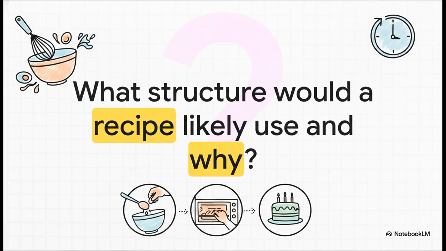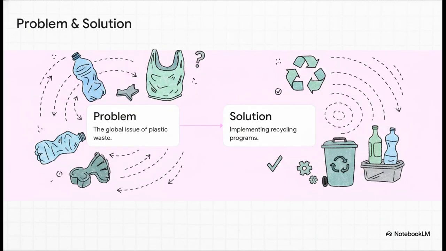If you said chronological order, you hit the nail right on the head. A recipe has to go in a strict order of time. Step 1, Step 2, Step 3. Because if you try to bake the cake before you mix the eggs and the flour, you are going to have a total disaster in the kitchen. Order absolutely matters. And that brings us to structure number 4, problem and solution.